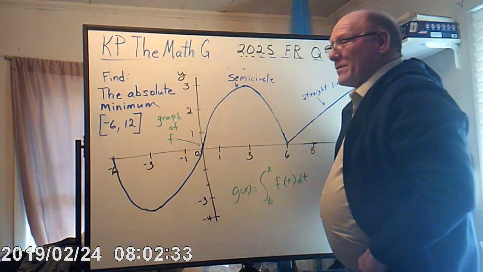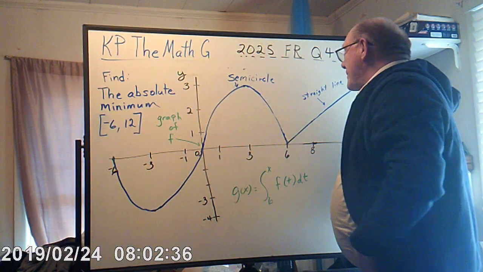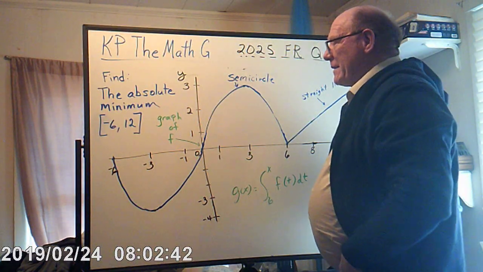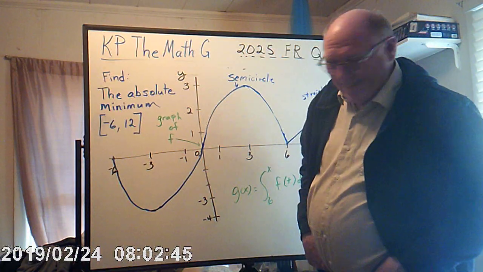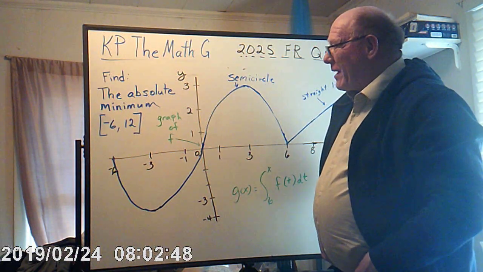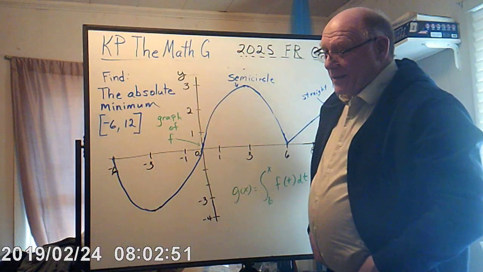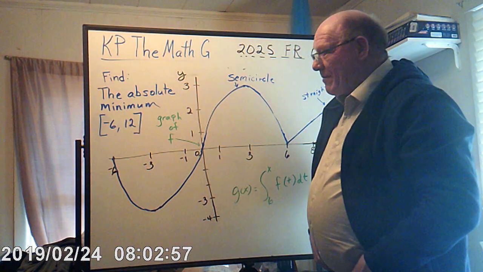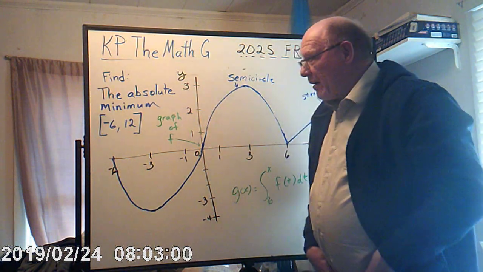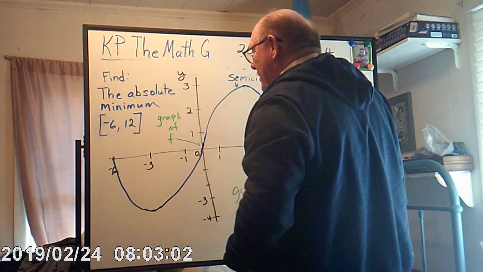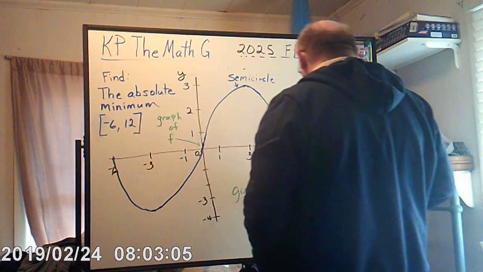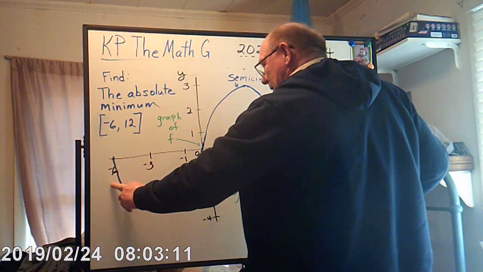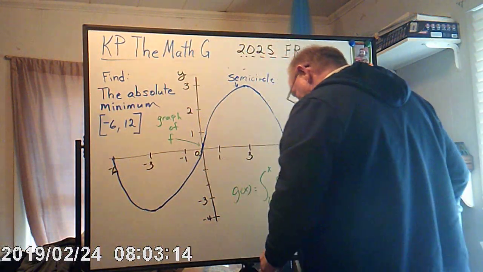We are looking at the final part of the 2025 free response question number 4, where it says find the absolute minimum, if there is one, of course, on the interval from -6 to 12, including -6 and 12. There is an extreme value theorem, which says that if there is an absolute minimum or an absolute maximum, you will have to try the two endpoints. So that's one thing we need to find.